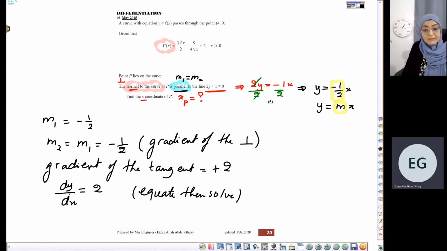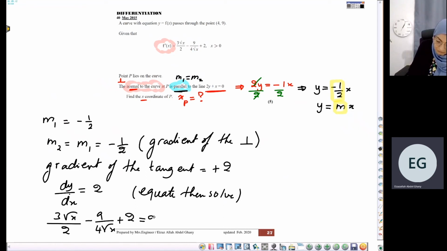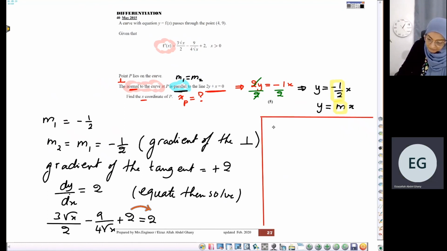Do you know dy by dx? Yes, I know it. It's written up. It is 3 square root of x over 2 minus 9 over 4 square root of x plus 2 is equal to 2. Wow, it's cooked nicely. When you shift this 2 to the other side, it will be negative 2, so it will be a 0. So we have 3 square root of x over 2 minus 9 over 4 square root of x is equal to 2 minus 2, which is 0.